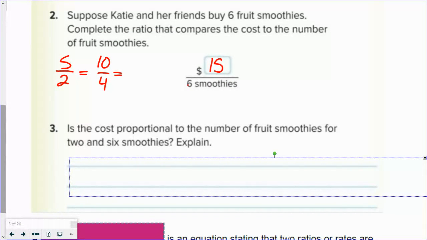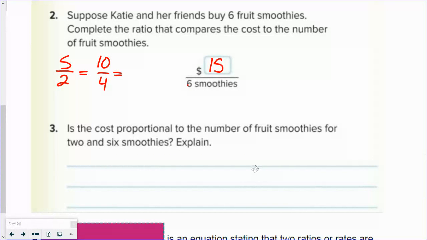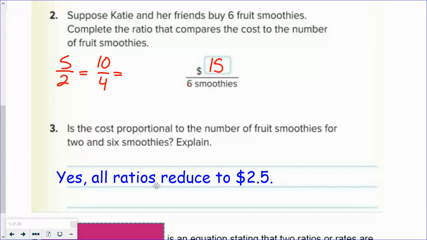Is the cost proportional to the number of fruit smoothies for 2 and 6 smoothies? We would say yes, all ratios reduce to 2.5. If I took my 15 divided by 6, I would get $2.50 per smoothie. The same thing if I took $5 and divided by 2. Remember, being proportional means all of the ratios are equal.